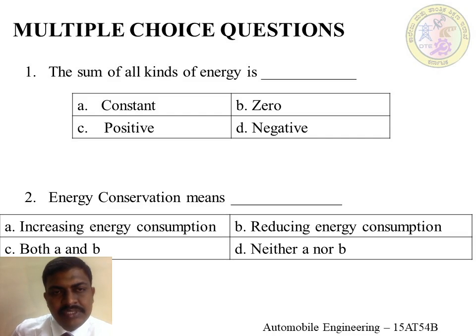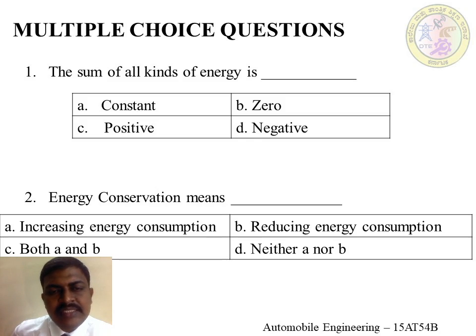Kindly attempt these questions, give your proper response, and later validate whether the responses made by you are correct or wrong. So the first question is, the sum of all kinds of energy is: option A constant, option B 0, option C positive, and option D negative. So the right answer is option A, constant. In the beginning only I said the energy exists in different forms like kinetic, mechanical, thermal, potential, and the summation of all these energies is often considered as constant.